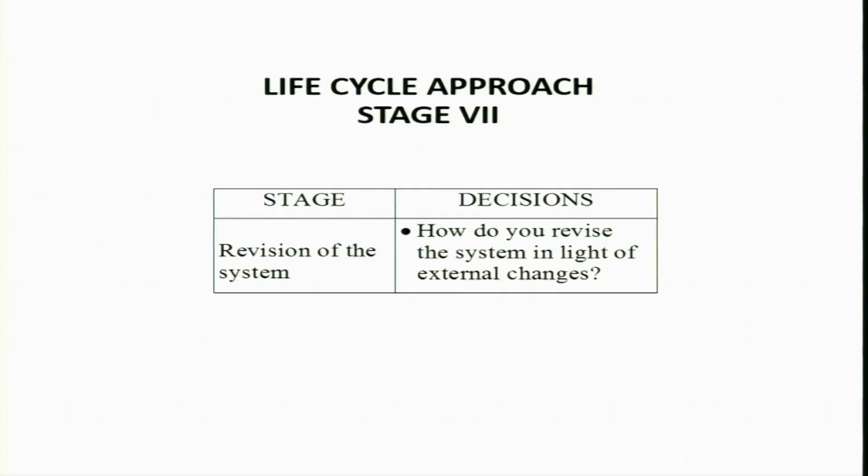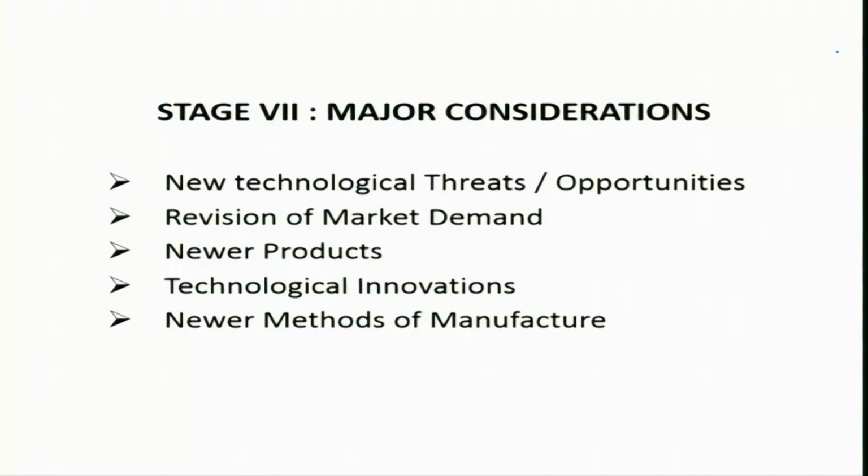Now, coming to stage 7, that is revision of the system. Now, we are at a stage when the demand of the product is declining. At this stage, I have to see how to revise the system in the light of changing external conditions. There may be a change in the demand, there may be changes in other aspects. So, how to revise the system? The important considerations here are new technologies, threats and opportunities, revision of market demand, newer products, technological innovation and newer methods of manufacturing.